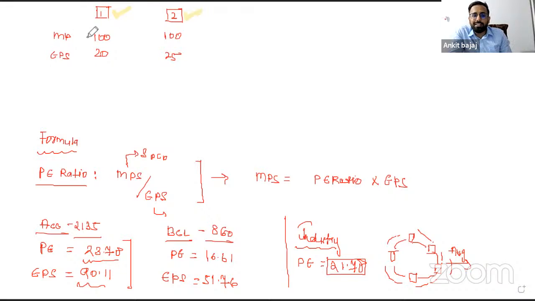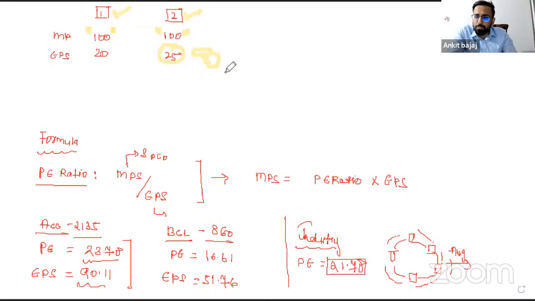So definitely you will see the market price first. The market price is the same in both the companies. After that, you will check the EPS. Here, if you see, company two is giving more return as compared to company one. Now, definitely what you will do is invest your money into company two.